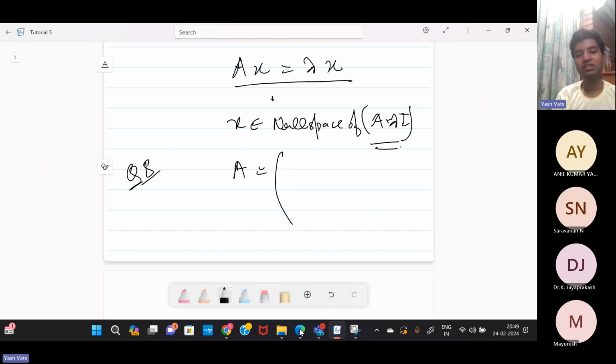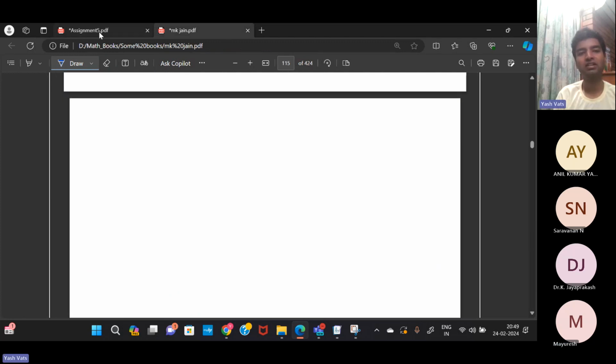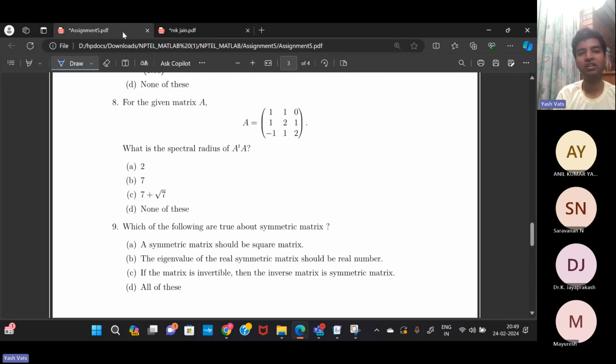So for the power method, what I suggest is to look at the book. It's not opening right now. Otherwise, I will explain it maybe.